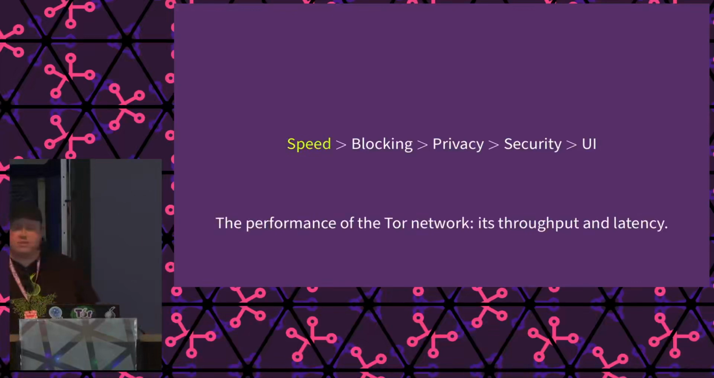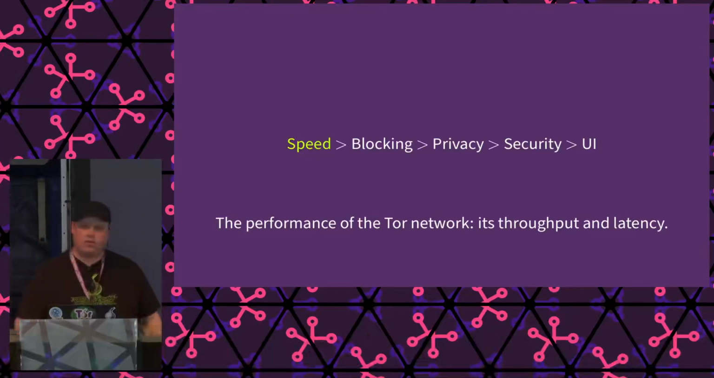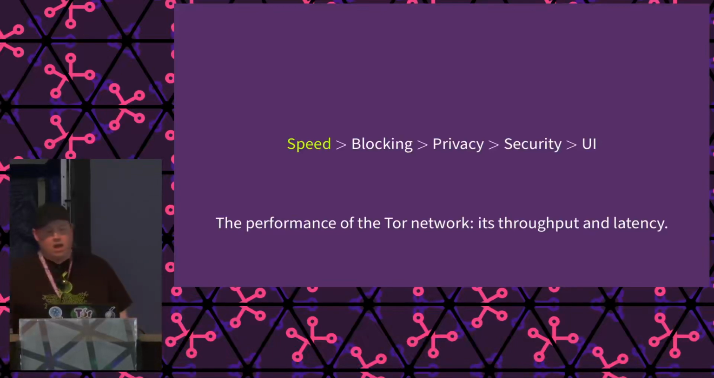The speed problem is, of course, related to the performance of the Tor network. There's a lot of people who have sort of a feeling that Tor is slow to use, and they would like it to be faster. And it, of course, also has to do with the throughput, and the latency is related to that.